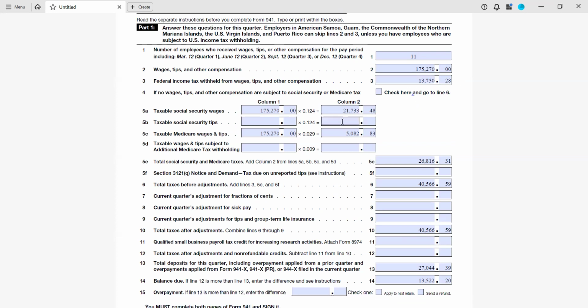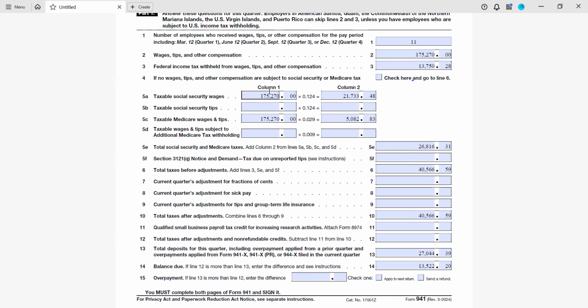Now, when we go down here, we have the taxable Social Security wages and Social Security tips, Medicare wages and tips, and then additional Medicare tax withholding. So if you have somebody that makes over $168,000, the amount over that is going to go in here. And hang on, I think for this year is $168,000. If you were in a restaurant business or you have a salon and have employees that get tipped, that amount of tips is what you would put right here.